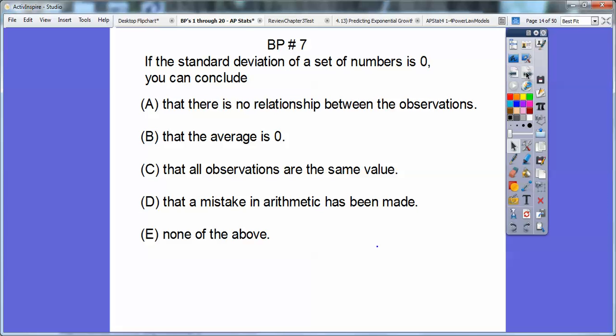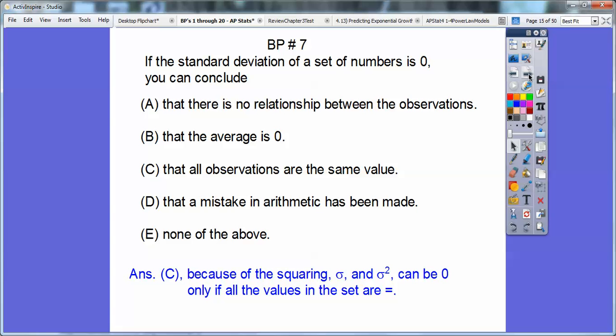Okay, and if the standard deviation of a set of numbers is 0, you can conclude what? Well, think of this, you guys. Standard deviation is how much the numbers vary from each other. If they vary from each other by 0, then all the observations have to be the same. They have to be equal to each other.